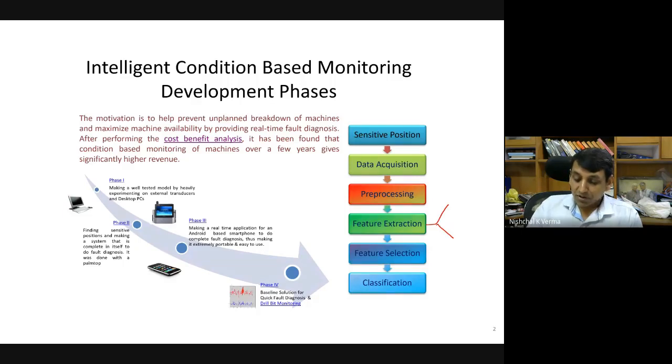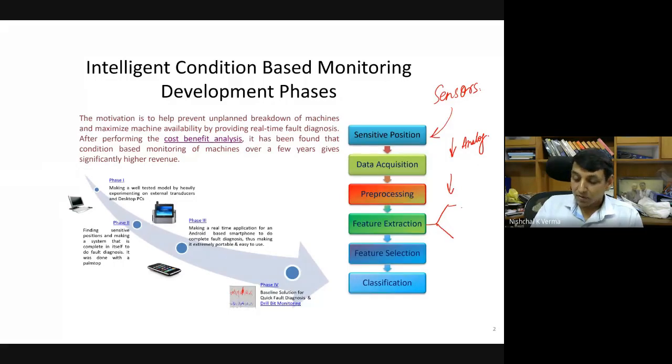Now, when we talk of features, the sensors that we deploy here, let's say we have sub-sensors. When these are at a sensitive position, they get the analog data, right? And when we say analog, normally it is in the time domain. So here also we have the signal in the time domain, right?